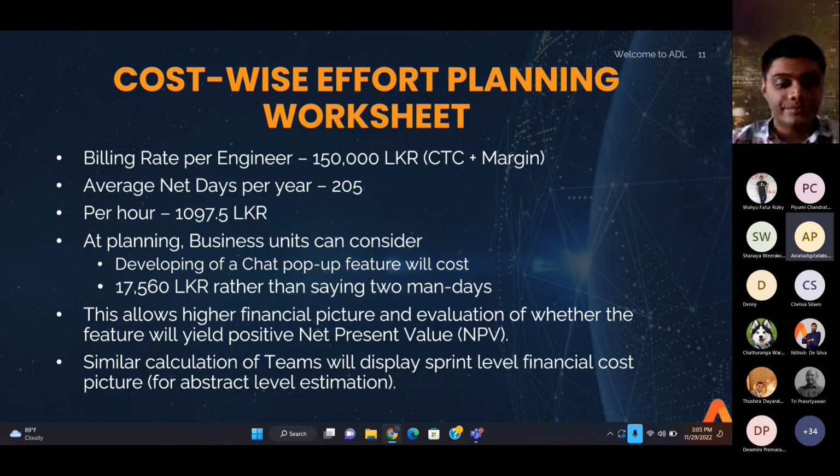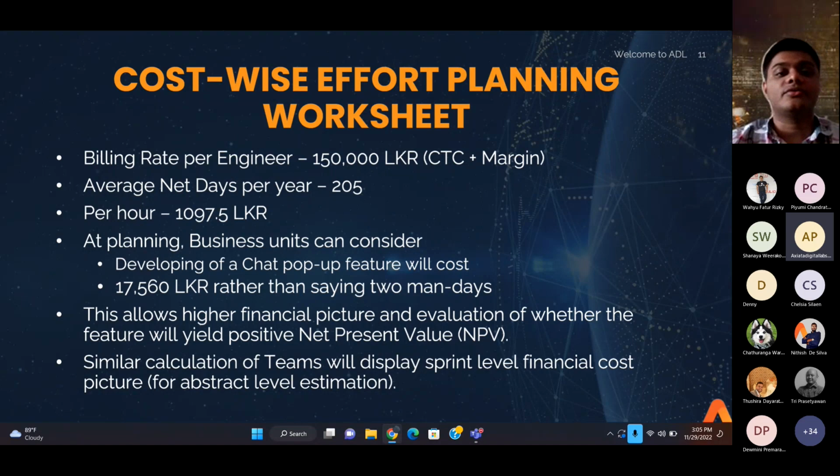So a similar calculation can be done with teams as well. For larger tasks, it would be sprint level, with apportioned costs for architects, tech leads, sales, business analysts, everyone. Apportioned cost will be there from the higher level managements. So similar calculations will provide better sprint level financial understanding of cost-wise effort planning.